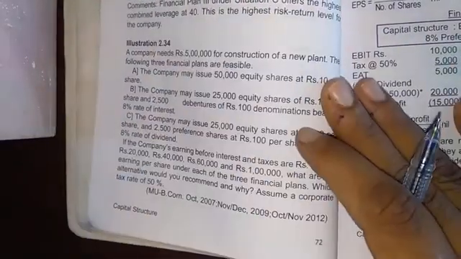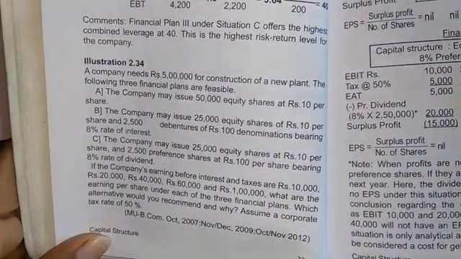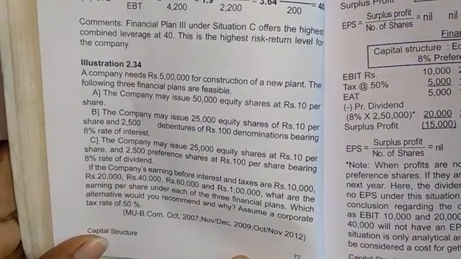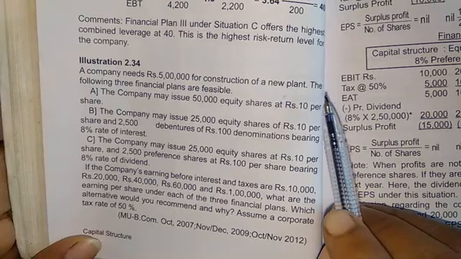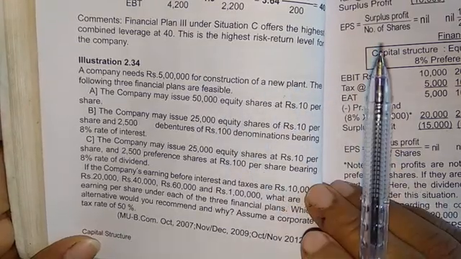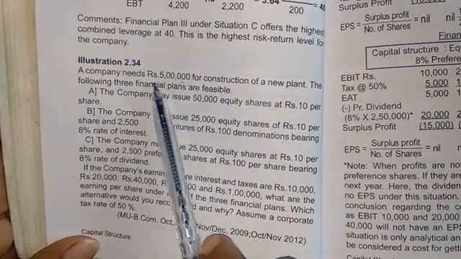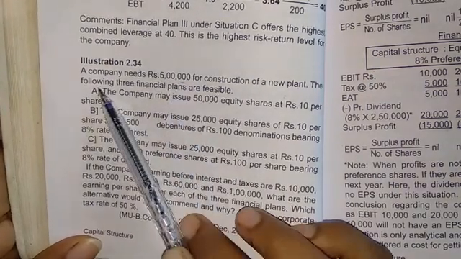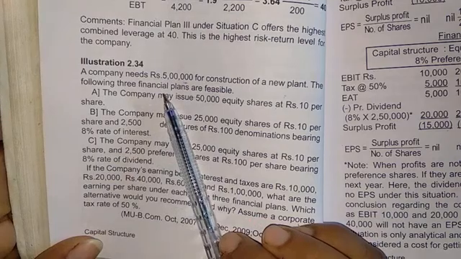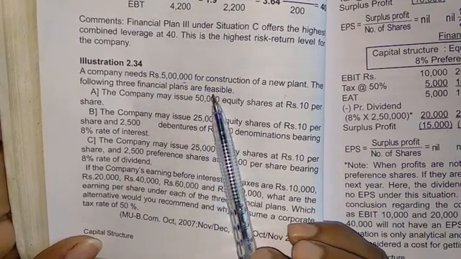Let's go for one more problem. A company needs rupees 5 lakh for the construction of a new plant. The following 3 financial plans are feasible. So the company requires a capital of 5 lakh, and to raise 5 lakh it goes for 3 financial plans. There we are going to suggest which is the best plan.